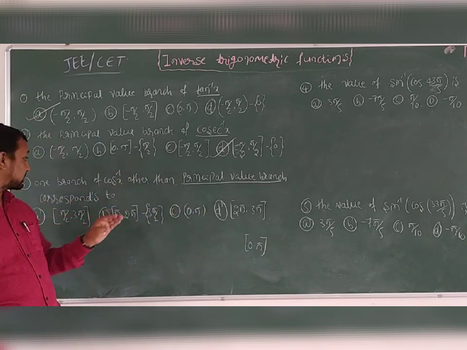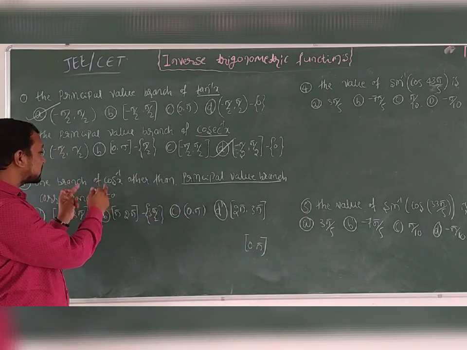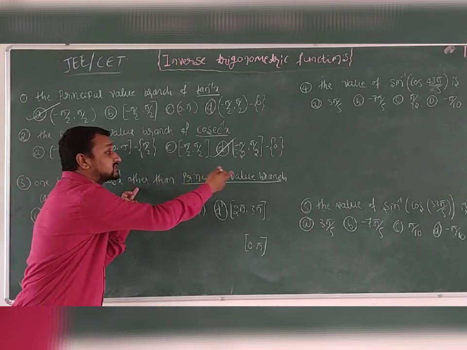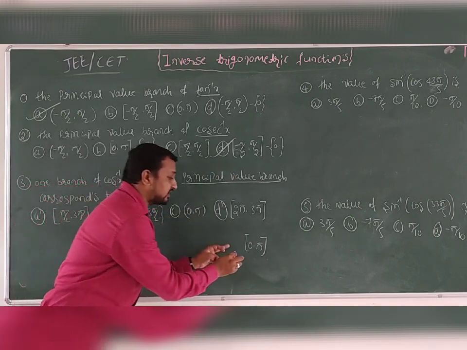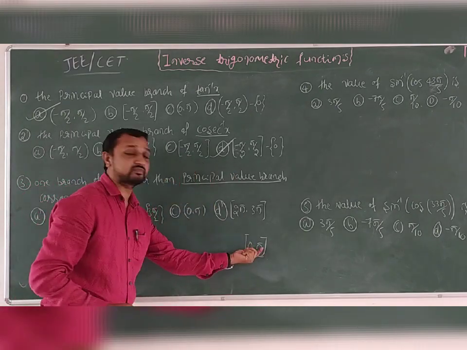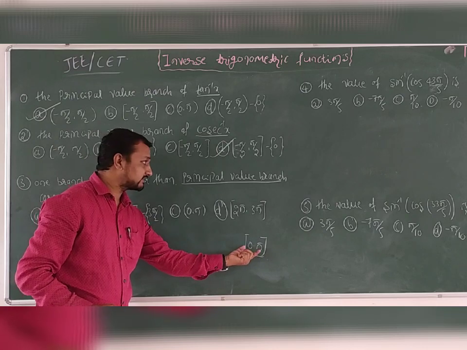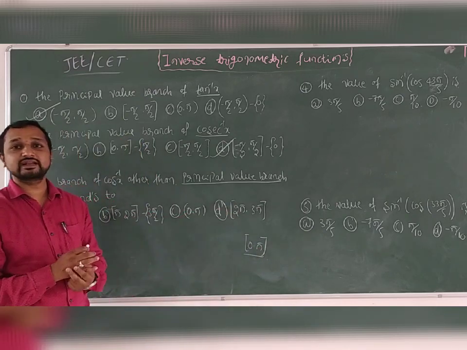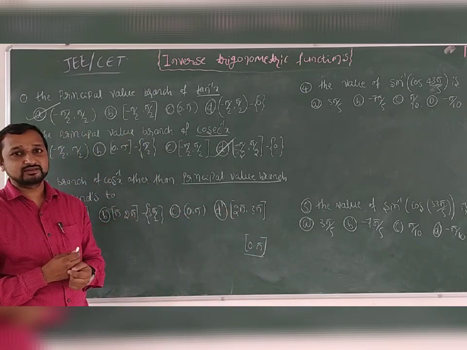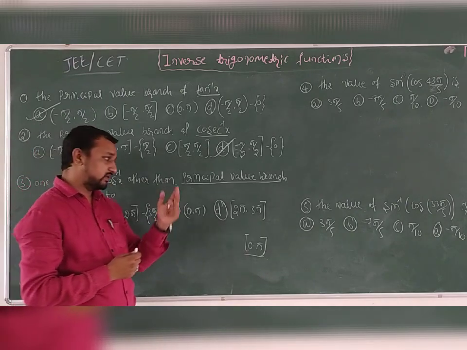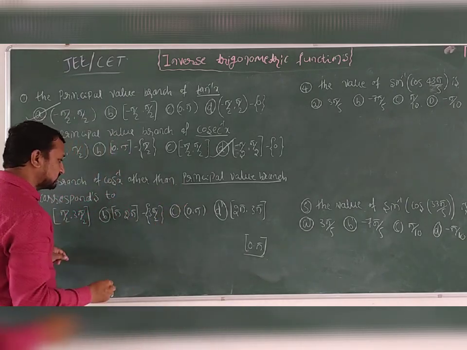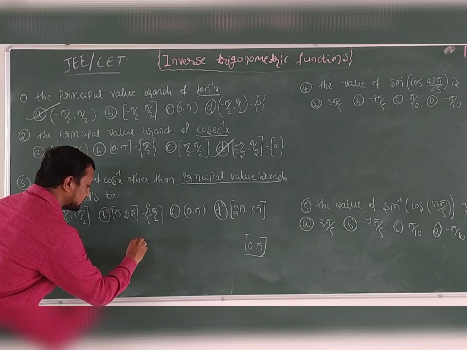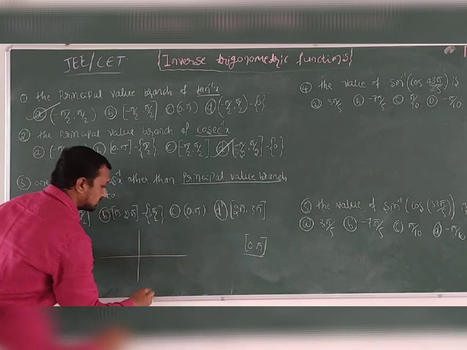So here what is the question? One of the branches of cos inverse x other than the principal value, other than this range, other than this principal value, we can find other principal branches. I already told that by using the graphical method we can solve this one like that. So you see that this is along x.